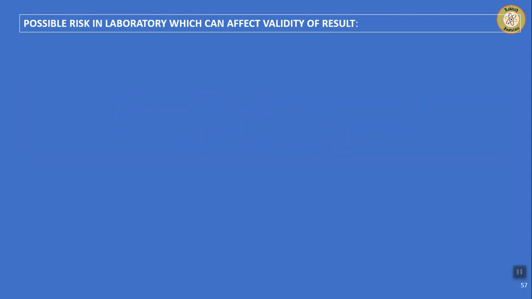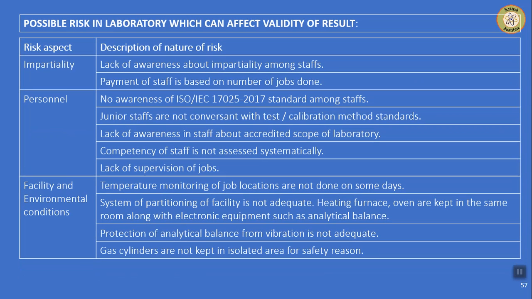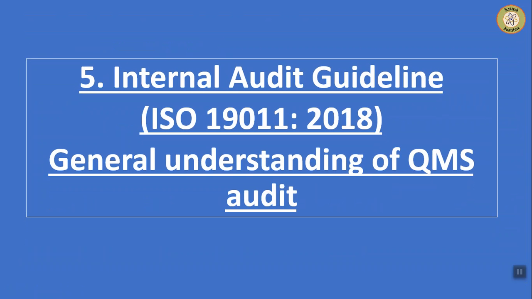At a glance, you can see these are the various risk aspects in the laboratory: impartiality, personnel, then facility and environmental conditions. Similarly, there will be many more in equipment, process, all these things. So these are discussed in quite some detail in the actual training program, and this Excel file is given where you can do the risk analysis and opportunity analysis.